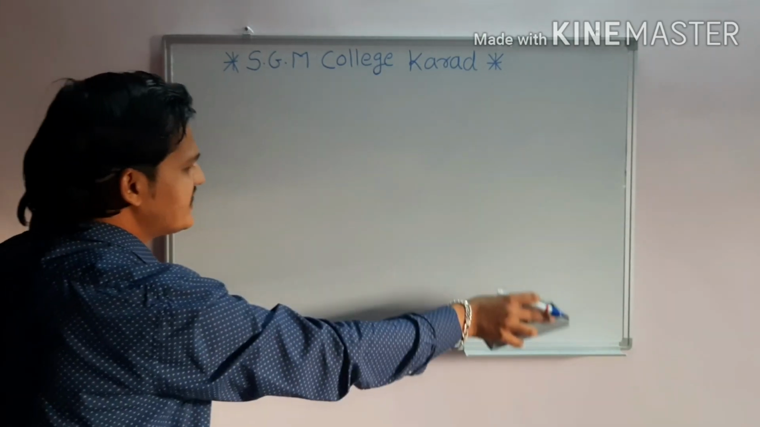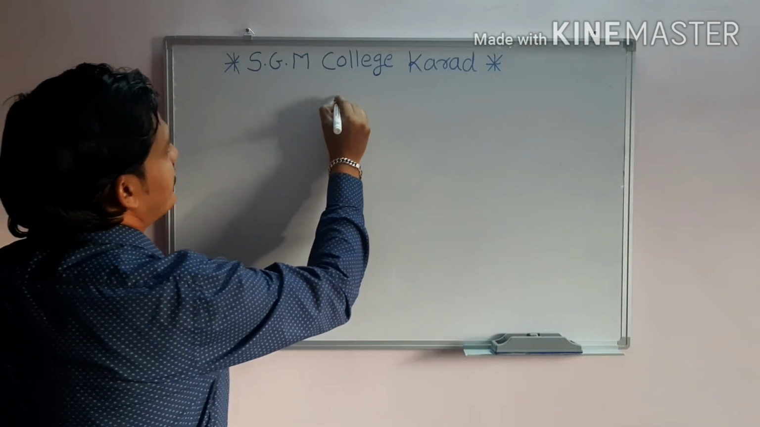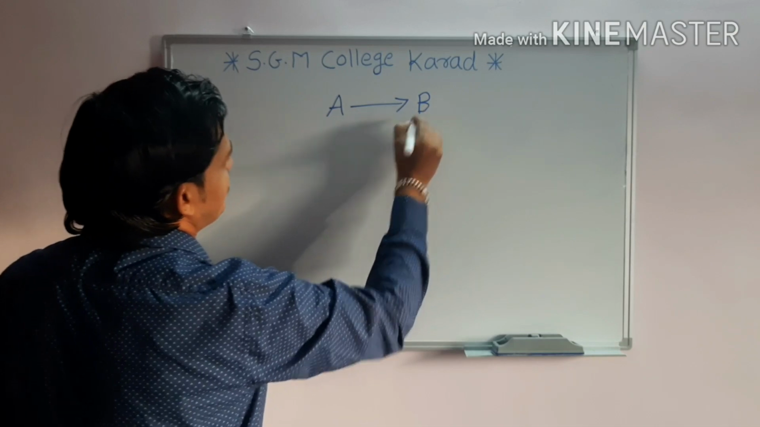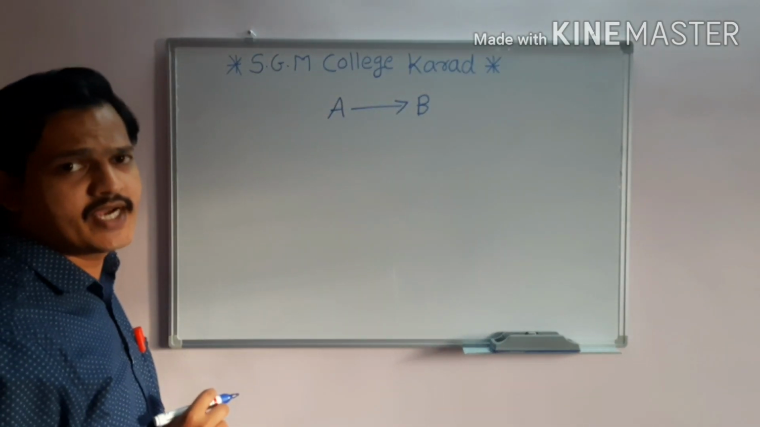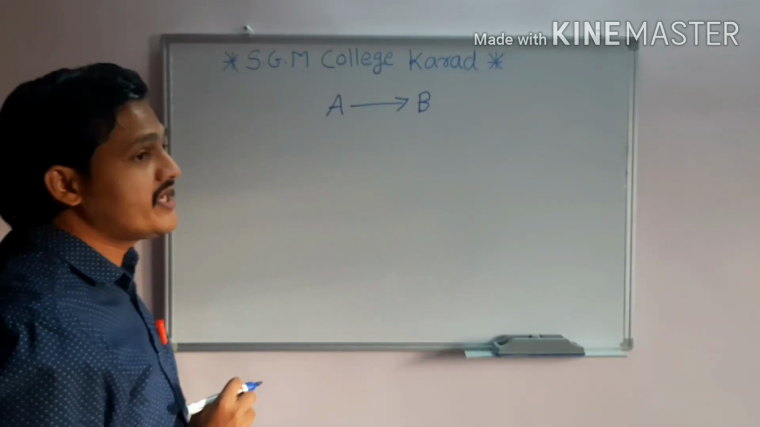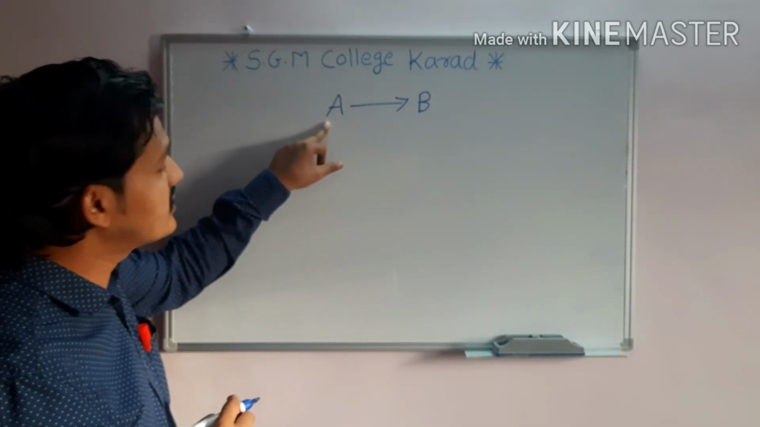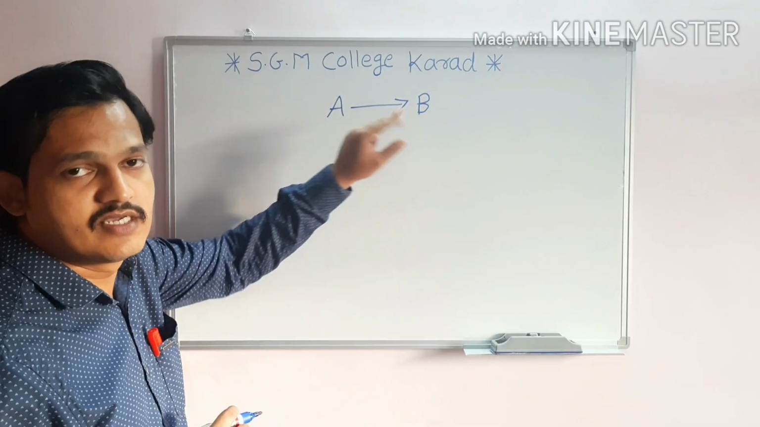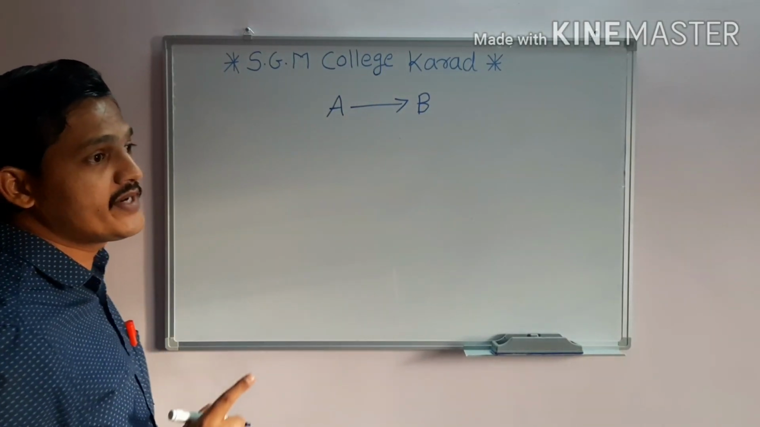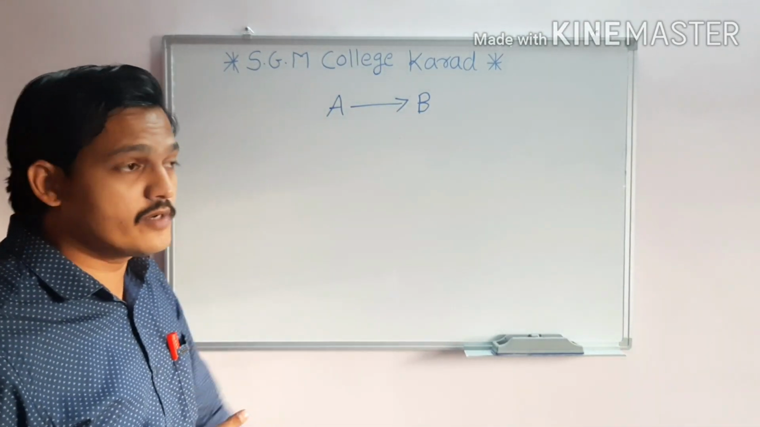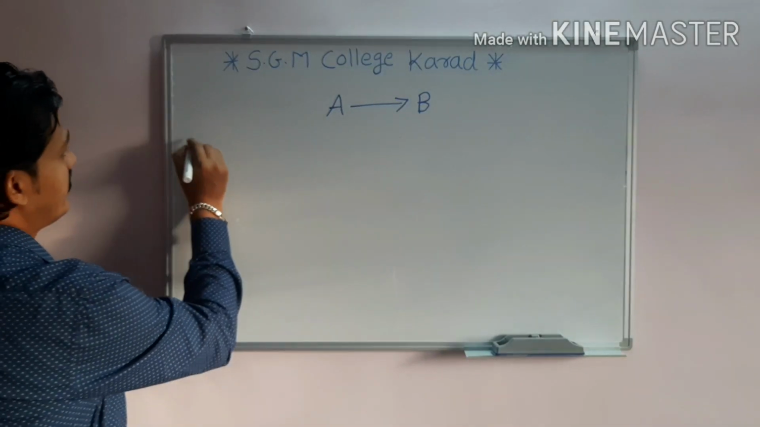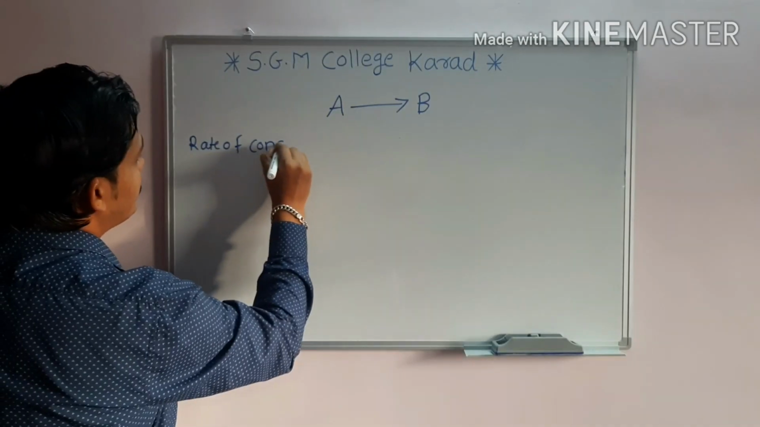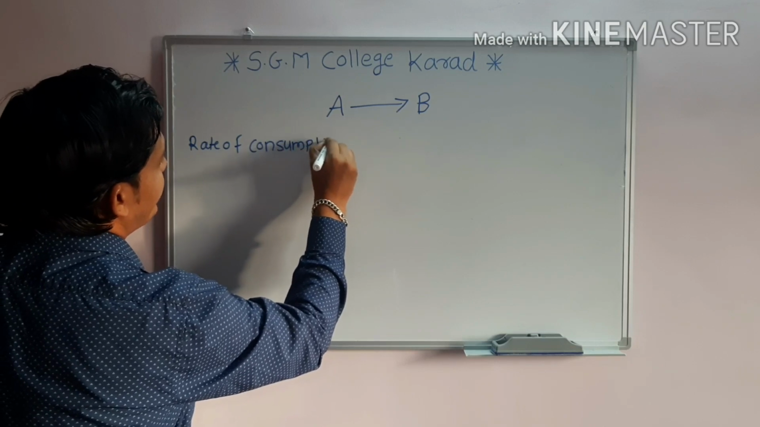Okay, let us say reactant A is converted into product B. Now let us see, I told you before that rate of consumption of reactant takes place and rate of formation of product takes place. So I want to write rate of reaction in terms of rate of consumption of reactant and rate of formation of product. Rate of consumption of reactant.